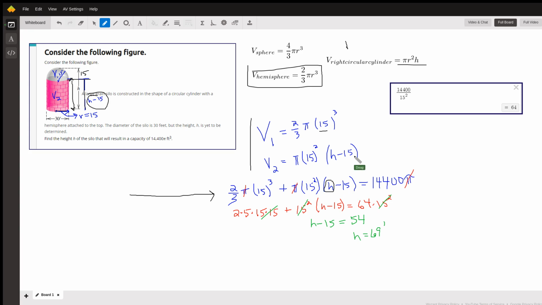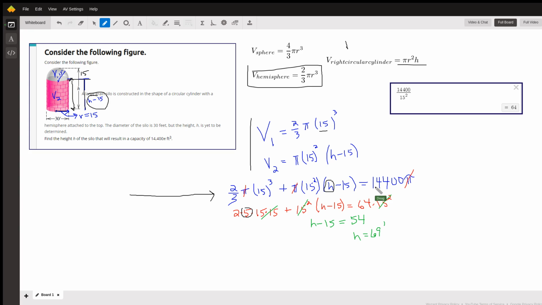There's a whole bunch of different ways you could do it. One key is to realize that every term is divisible by pi, so we can get rid of those. If you want to do it the way I showed on the board here, I said 15 cubed is 15 times 15 times 15. This 3 goes into one of the 15s, leaving a factor of 5, and then I have two factors of 15.